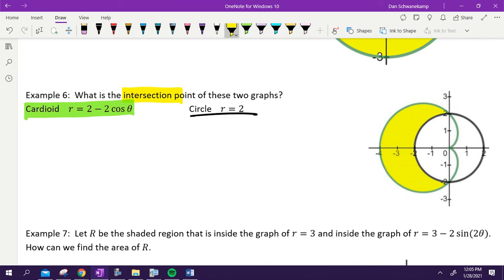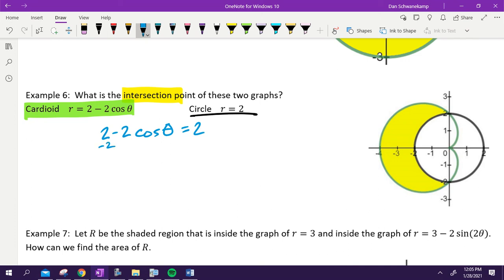How can I tell when two equations intersect? What would I want to do? Evelyn? Set them equal to each other. If you want to know when two things are equal to each other, set them equal to each other. So let's do that. So if I'm doing this one, I'm taking 2 minus 2 cosine theta. I'm going to set it equal to 2.